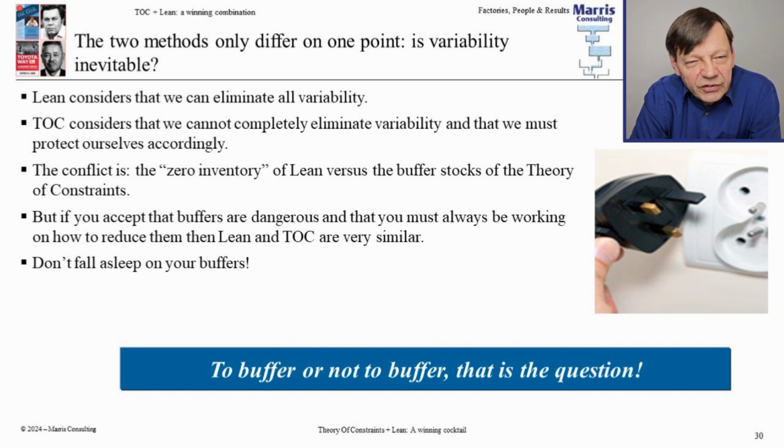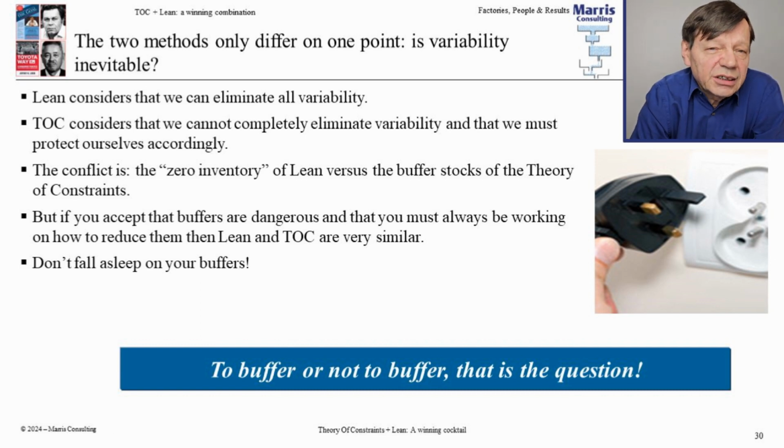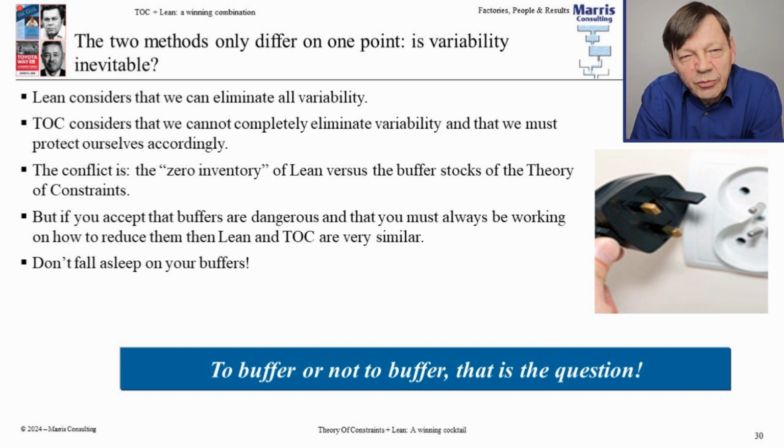And if you put buffers in your system, as the theory of constraints recommends, as long as you don't fall asleep on those buffers, that's to say that you have the obsession of reducing those buffers by getting rid of what made them necessary, the upstream variability, then you're basically very, very close, lean and theory of constraints, right? Because you're both trying to get to infinite speed with a minimum amount of inventory. You're just not doing it the same way.